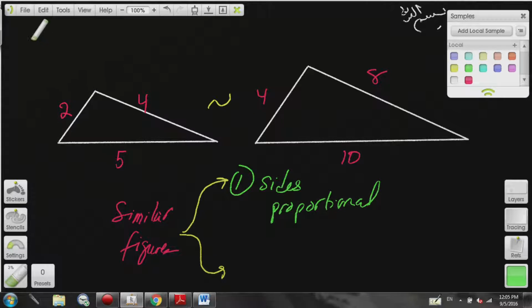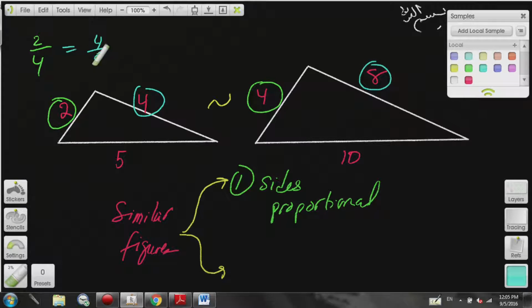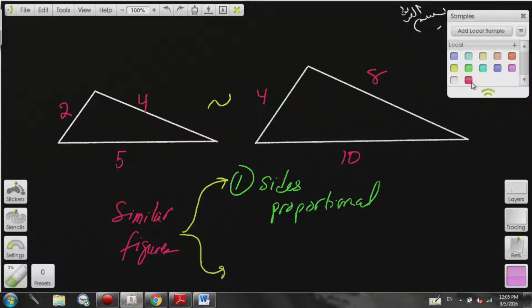In other words, 2 over 4, that's this over this, equals the proportion of these two sides, 4 over 8, and that equals the proportion of this side, which is 5 over 10. This is 1/2, this is 1/2, this is 1/2. All the sides are proportional. That's one.